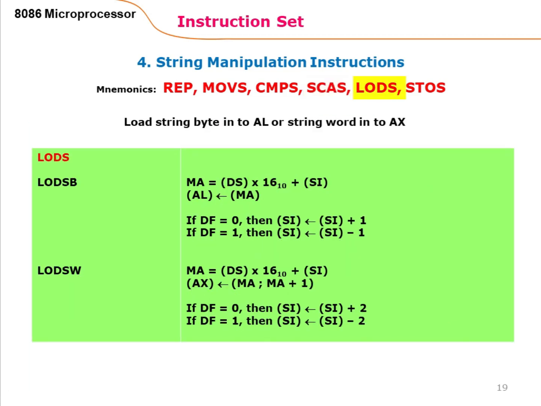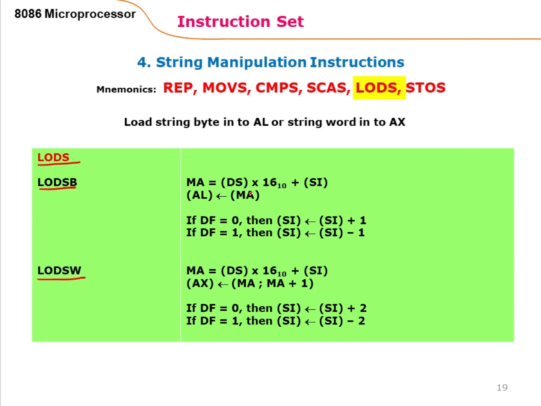Next instruction is the load string instruction. The syntax for this is LODSB, LODSW. This load instruction loads the data to a particular register. We can use this instruction on a byte or on a word. LODSB is used to load a byte of the string, and LODSW is used to load a word of the string. Here the memory address is calculated with the help of the data segment register and the source index register.